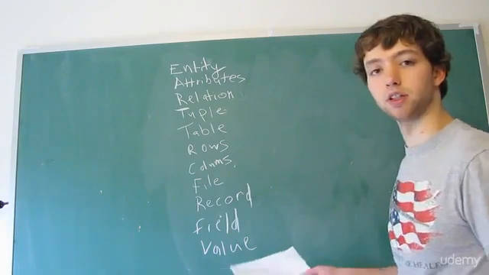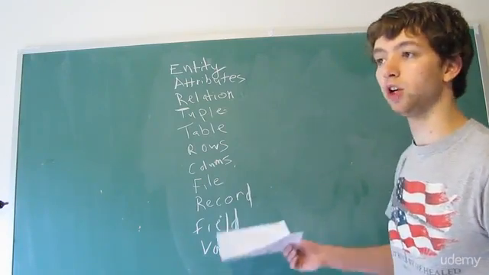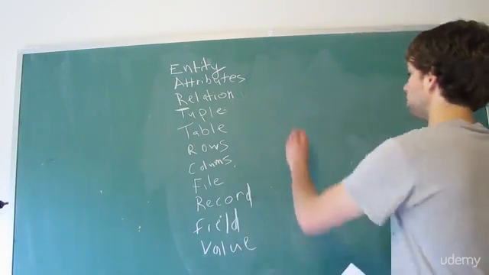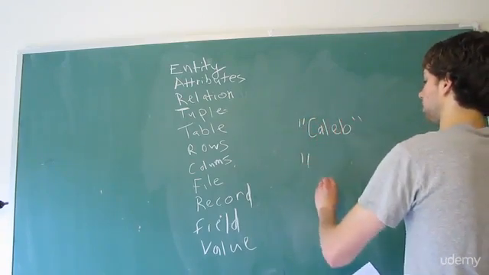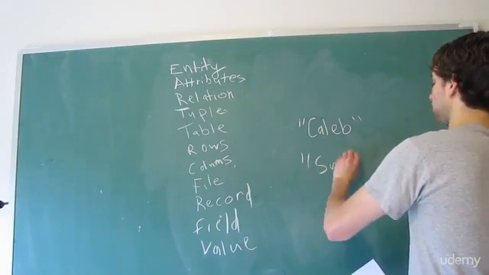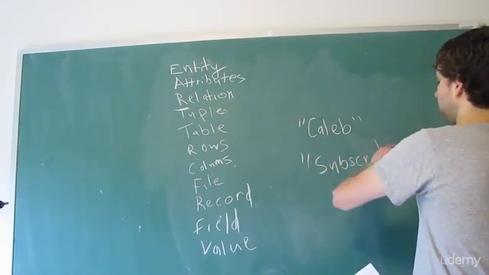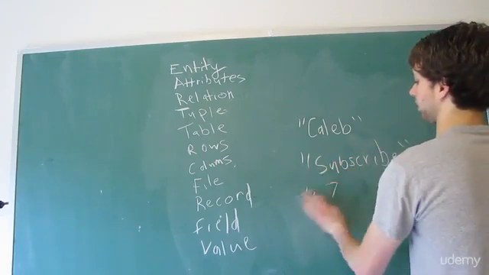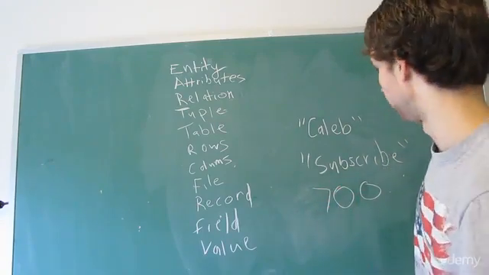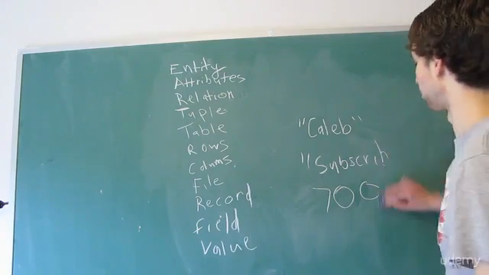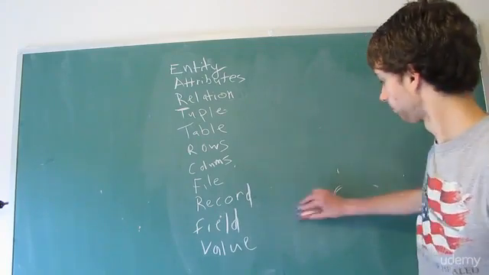Other than that, we have the word value. A value is the information that we put into a specific column. So here is a value, Caleb, or subscribe, or 700, or June 16th, whatever it is. Those are all values.